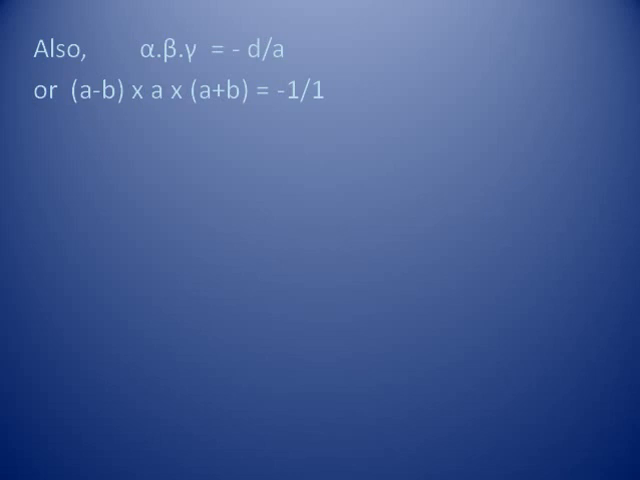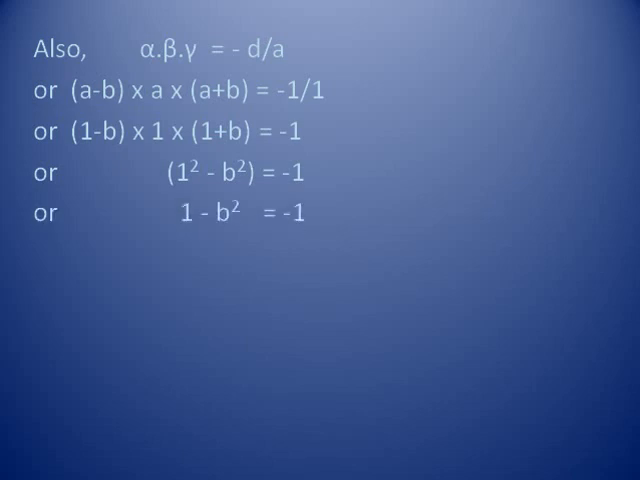So we can see here 1 minus b into 1 plus b can be taken as the (a plus b) into (a minus b) formula, which is equal to a square minus b square. Therefore 1 square minus b square is equal to minus 1, so it becomes 1 minus b square equals minus 1. Now taking 1 to the right side, we get minus b square equals minus 1 minus 1, or minus b square equals minus 2. Now minus will be cancelled and we get b square equals 2. Now taking the square root, b is equal to plus minus square root 2.